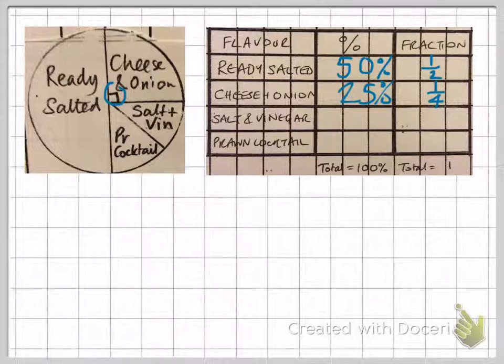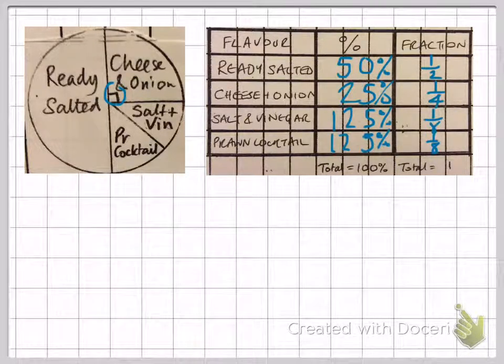Salt and vinegar and prawn cocktail are both the same size, so they're each half of a quarter, so each one would be 1/8. And that would make 12.5%, which is half of 25%. Now altogether your percentages should add up to 100, which is the whole, and your fractions should add up to 1, which these clearly do.